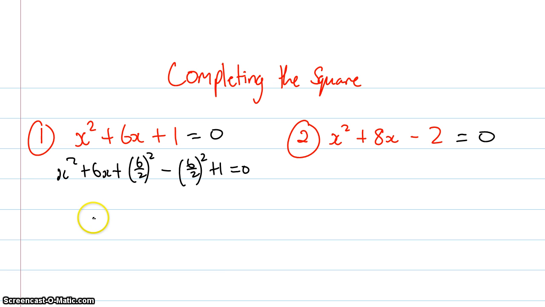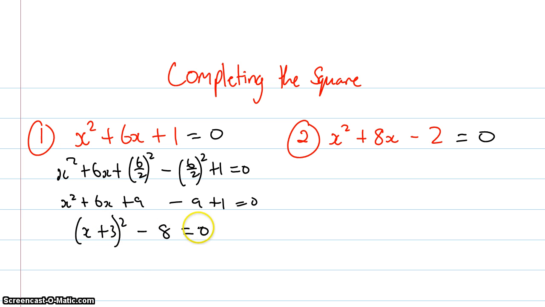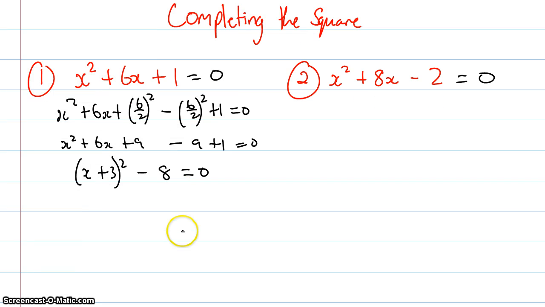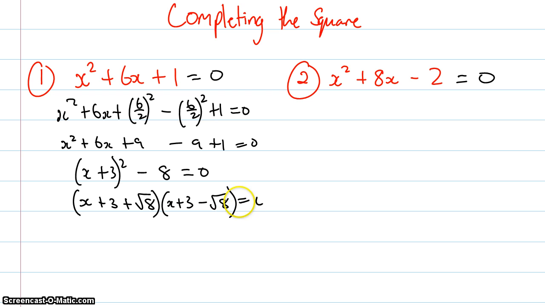And eventually I get x squared plus 6x plus 9 minus 9 plus 1 equals 0. This bit here enables me to complete the square. That turns into (x plus 3) squared, and then I've got minus 8, which is equal to 0. Then I go a little bit further and do the difference of two squares at this point. I go (x plus 3 plus root 8)(x plus 3 minus root 8) is equal to 0.